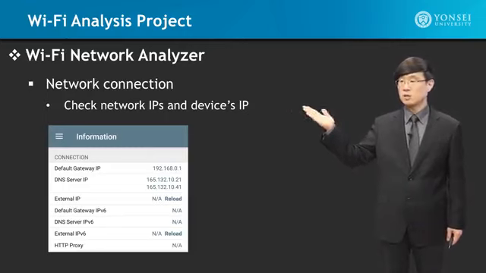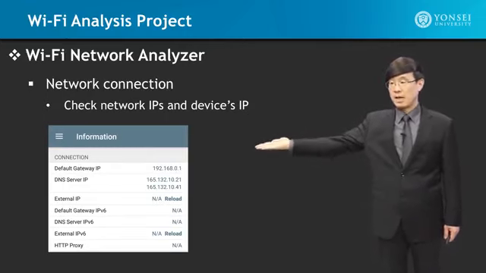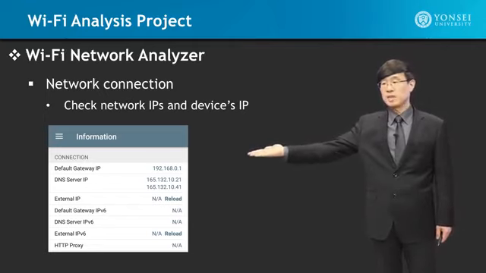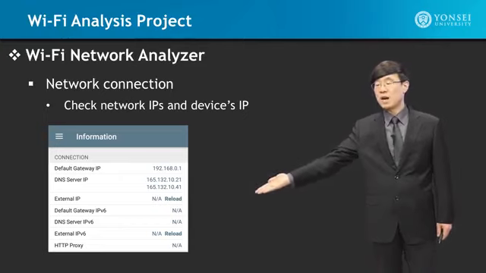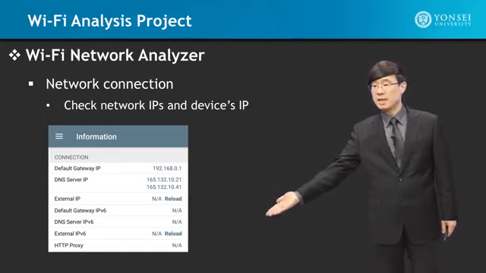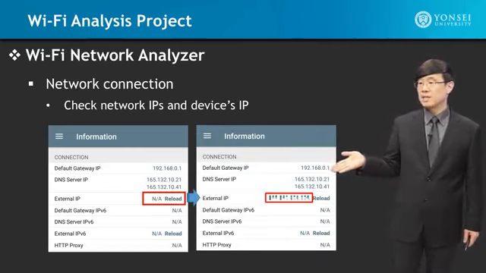Network connection-wise, you can check the network IPs and device IP, as you can see right here. You can see the default gateway, DNS server, external IP, default gateway IPv6, DNS server IPv6, which are all disabled, not used right now, and the external IPv6 and HTTP proxy. Looking at the details of this, you can see some information of the connection mode.